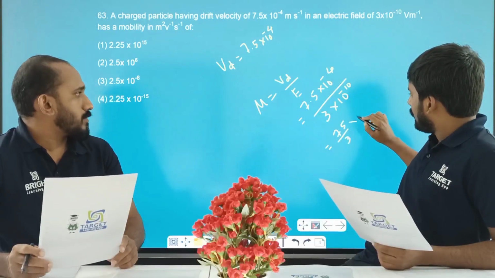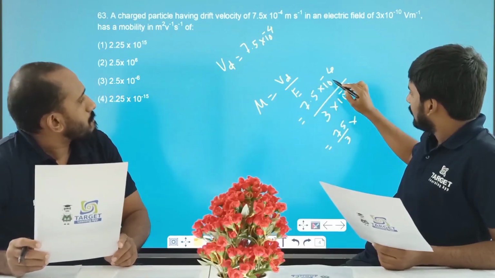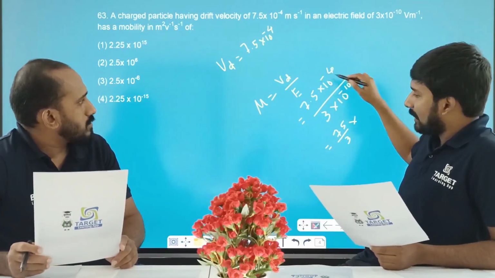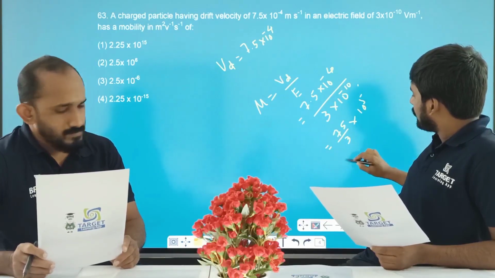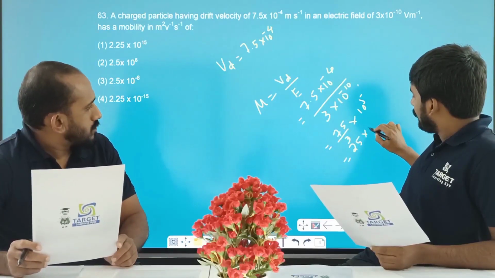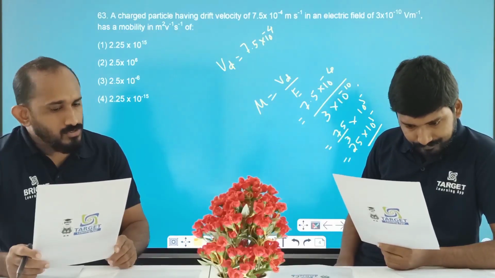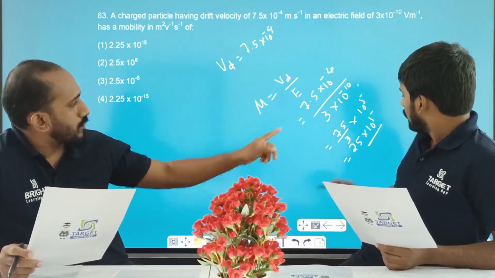75 divided by 3 is 25, and the powers of ten: minus 5 minus, minus 10 gives plus 5, so that is 25 into 10 raised to 5. So here we have 2.5 into 10 to the 6. You can write that as 2.5 into 10 to the 6.